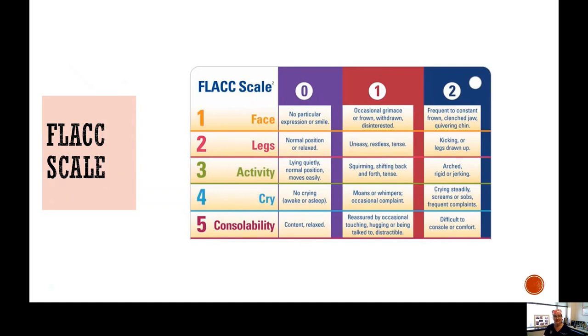Next is that FLACC scale again. And the way we could do this is we go across each line. So look at the face. And line 0 says no particular expression or smile. A 1 would be an occasional grimace or frown, withdrawn or disinterested. And 2 would be frequent to constant frown, clenched jaw, or quivering chin. We also look at what the legs are doing, their activity, if they're crying, and consolability.